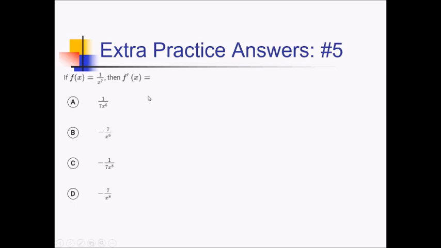For this problem, the secret is rewriting this with a negative exponent before using the power rule. So this is x to the -7, and then taking that derivative, we've got -7 x to the -8, subtracting 1 from -7. So the only other piece of this is that the answer choices don't have negative exponents, so let's convert this back into fraction form. This will be -7 over x to the 8. Got to be careful there.